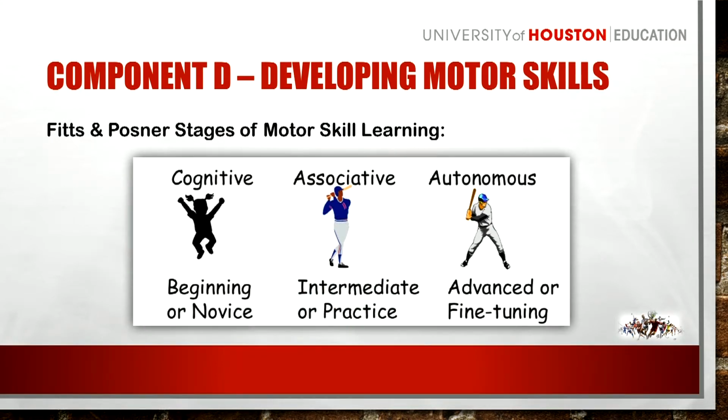Fitts and Posner stages of motor skill learning include cognitive, associative, autonomous. Those are the beginning stages for cognitive, the intermediate for associative, and advanced or fine-tuning stages for autonomous. Even though motor skills vary widely in type and complexity, the learning process that individuals go through when acquiring various motor skills is similar. Fitts and Posner proposed these three stages, and let's elaborate a little bit on what each one is.